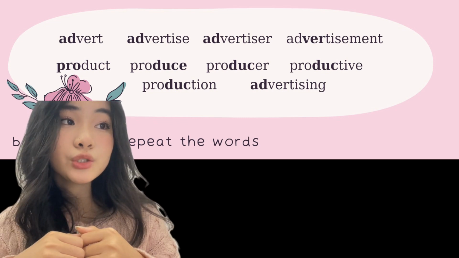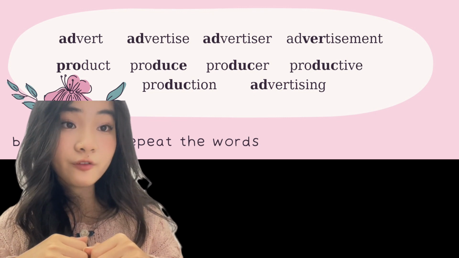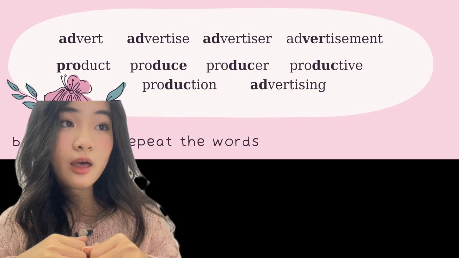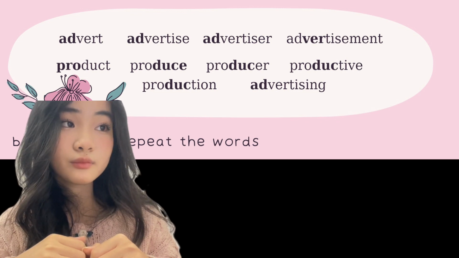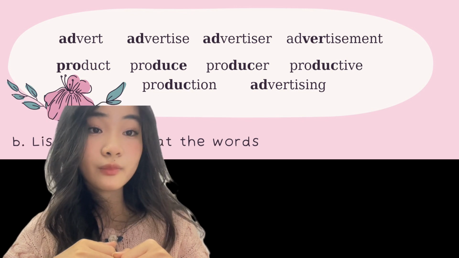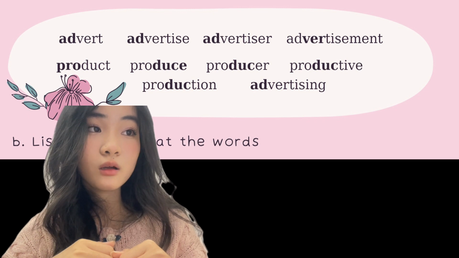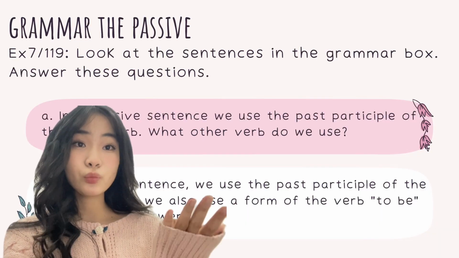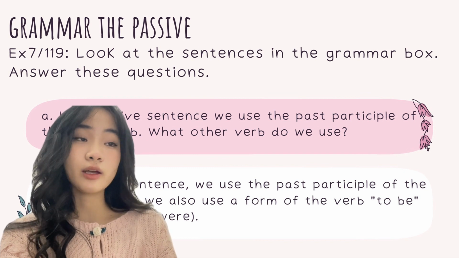Now, let's read through this word again together. Advert. Advertise. Advertiser. Advertisement. Products. Produce. Producer. Productive. Production. Advertising. Next, we will move on to exercise 7 on page 119.